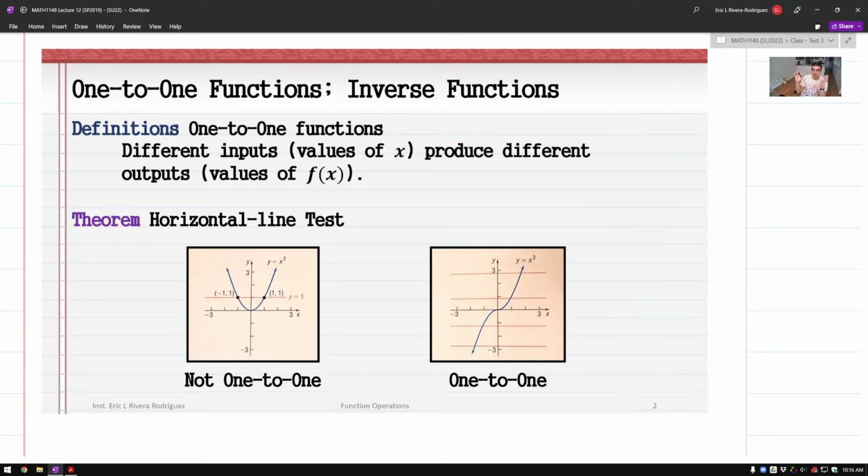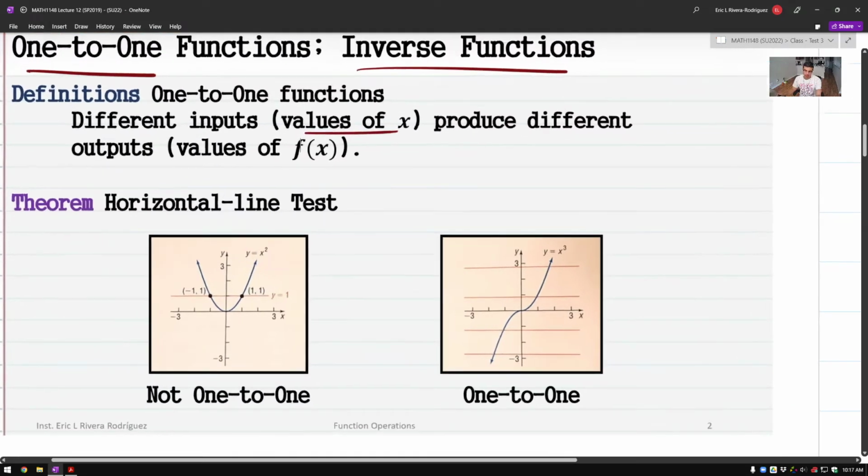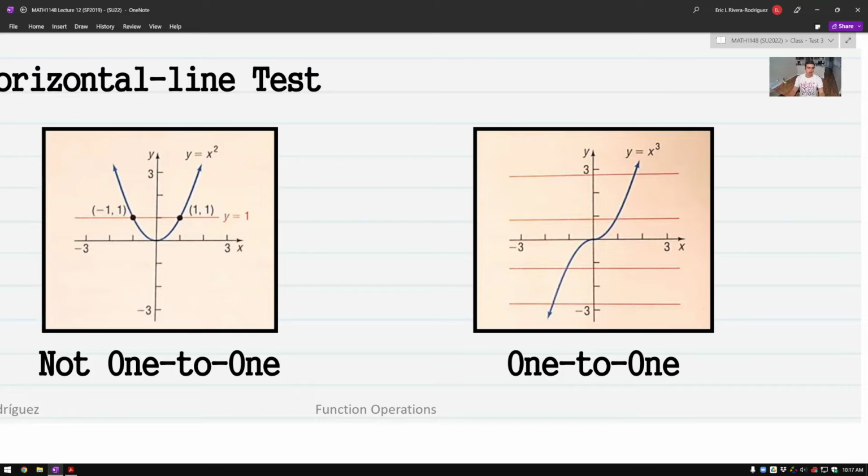Okay, so now we are going to talk about inverse functions. And before talking about inverse functions, we need to know what is a one-to-one function. The definition of a one-to-one function is in the name itself. For different inputs, values of x produce different outputs. For example, let's see the 2 functions here.